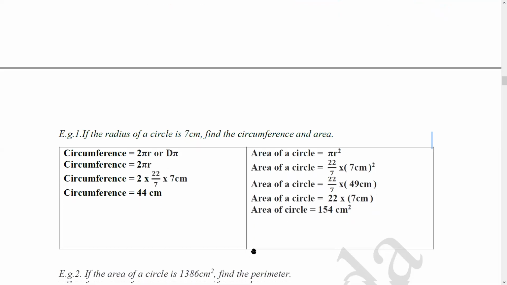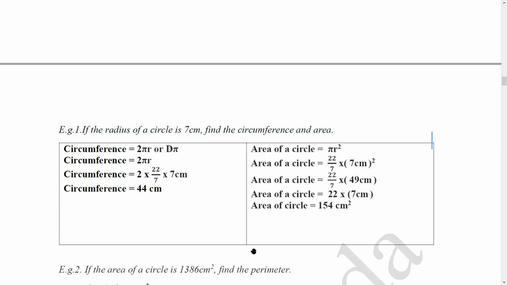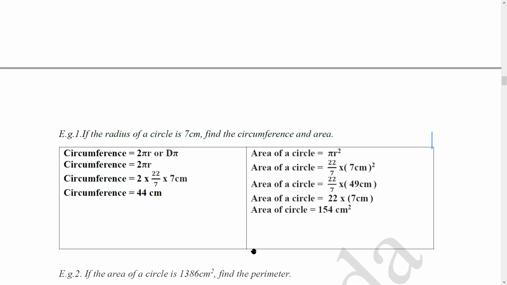So let me give you all one to try now. If the area of a circle is 1,386 centimeters squared, find the perimeter. I'm giving you all like 2 minutes.